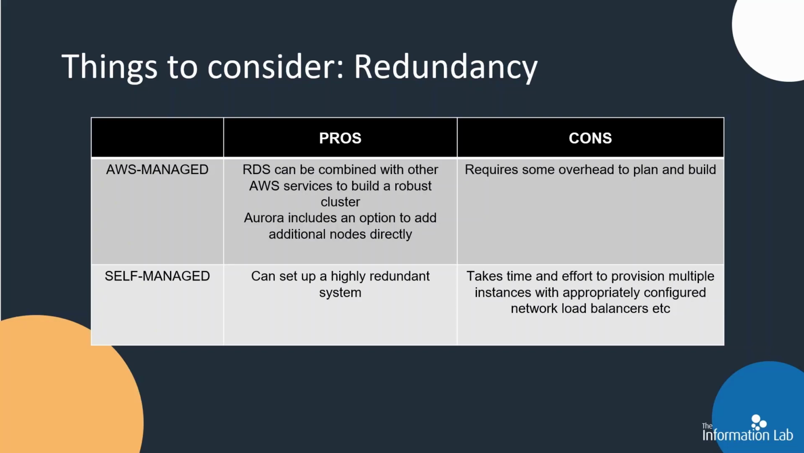Likewise, with the self-managed system, you can set up a very highly redundant system with network load balancers and all that kind of stuff. But again, it just takes time and effort to make sure that it's working correctly. Make sure your network configurations are all set up correctly. Make sure all your EC2 instances are replicated correctly, and all that kind of thing. So the AWS-managed option here is simpler to set up, easier to manage, and generally will do the job. But if you're going to do this yourself on your own EC2 instances, there's a bit more work involved in getting it up and running.